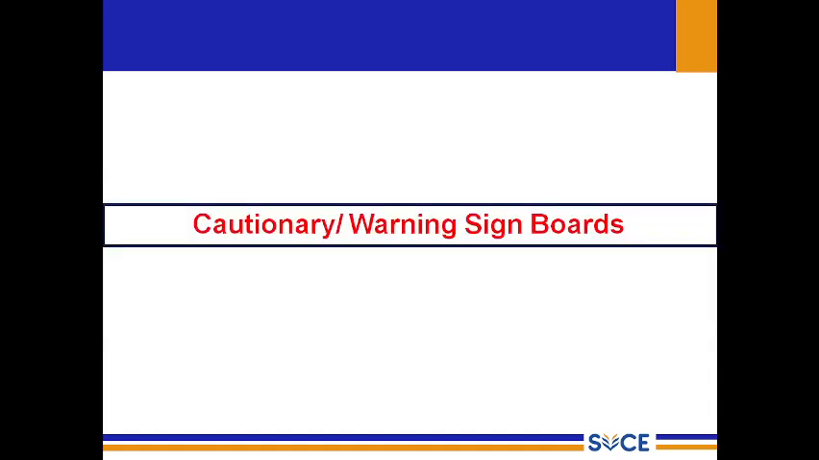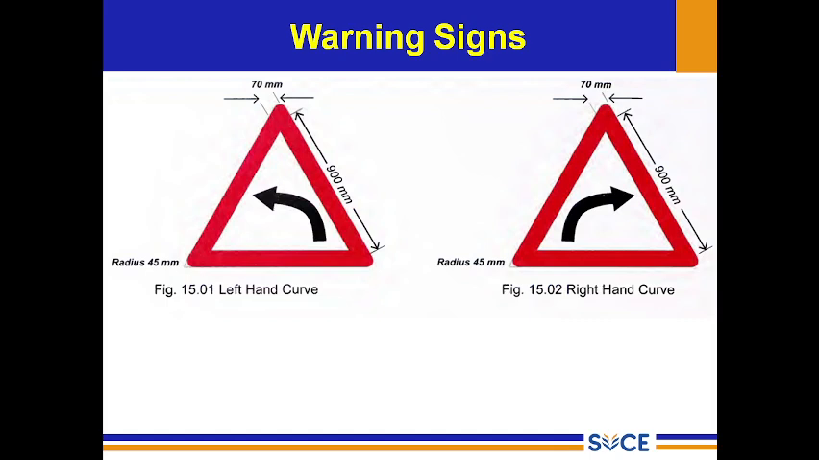Some of the warning signboards we are going to see with their symbols. First one, the left hand curve. If there is a left hand curve, the symbol is given like this. The dimension is 900 millimeter, whereas the border thickness is 70 millimeter, which is a medium size board, with the white background as usual, and the apex upward since it's a warning signboard, an equilateral triangle, and the symbol in black color. Normally this symbol is used for a right hand side curve.